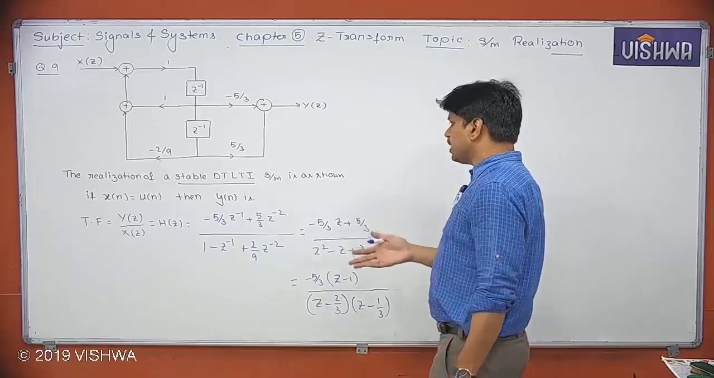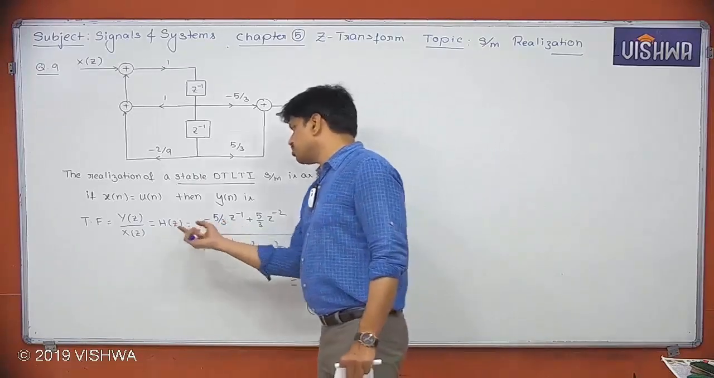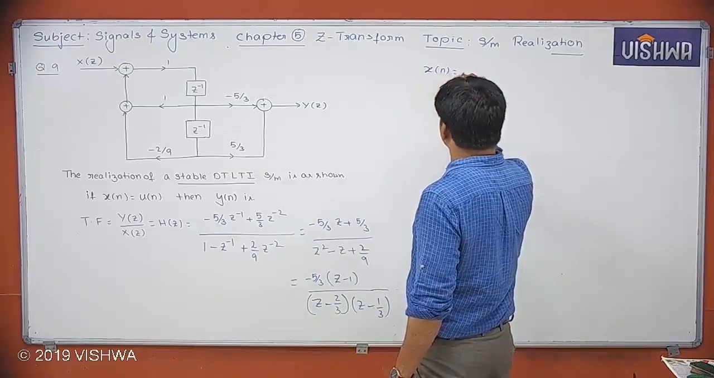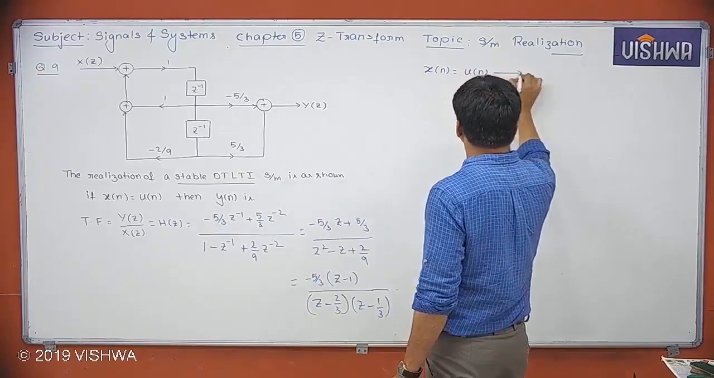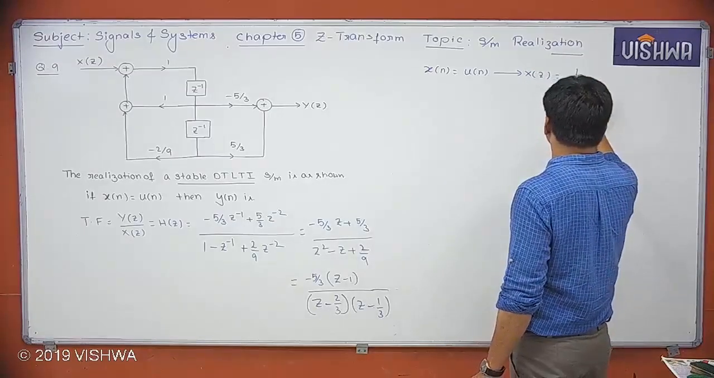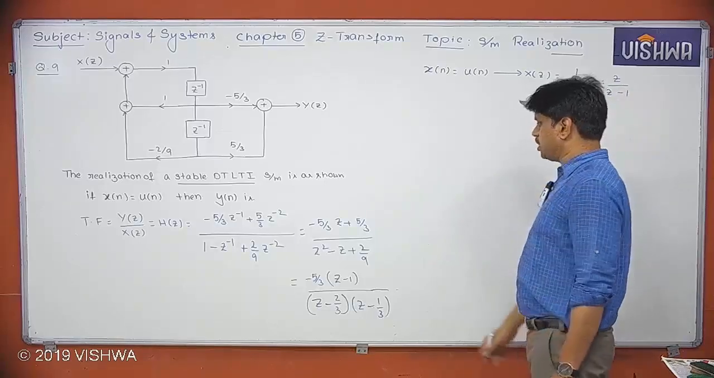So this is what we got, H of z. Now I want to get y of n. For that, first we have to see what is X of z, which is multiplied with H of z. What is x of n they have given? x of n is equal to u of n. So from this we can say X of z is 1 by 1 minus z inverse, or we can say z by z minus 1.